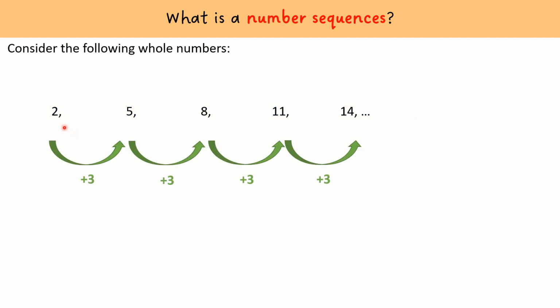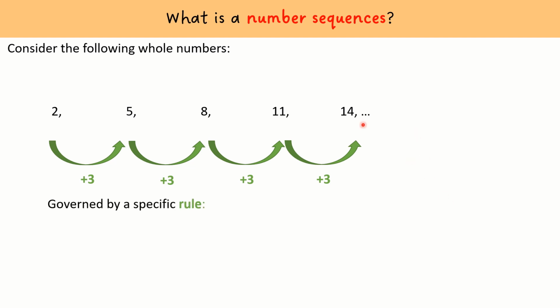other. So from 2 to 5, we know that we add 3 to 2 and we will get 5. And from 5 to 8, when we add 3 to 5, we will get 8. And so on. Okay, we will be able to get 11, 14, and so on.